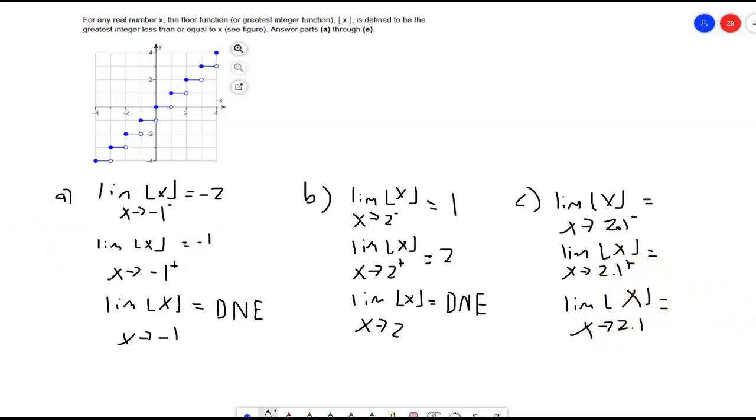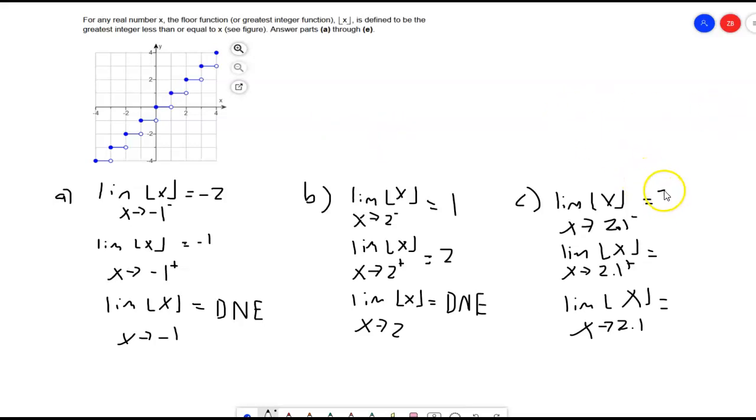All right, so we're going to go to 2.1, which is just a little bit past 2. So it's going to be right here. Now notice that from both the left and the right, we're both approaching the y value of 2 there. You might be thinking that it's actually 1, but we actually jump up to 2 here before we get to 2.1. So if we were to zoom in really close there, we'll see that from both the left and the right, we're approaching the y value of 2.